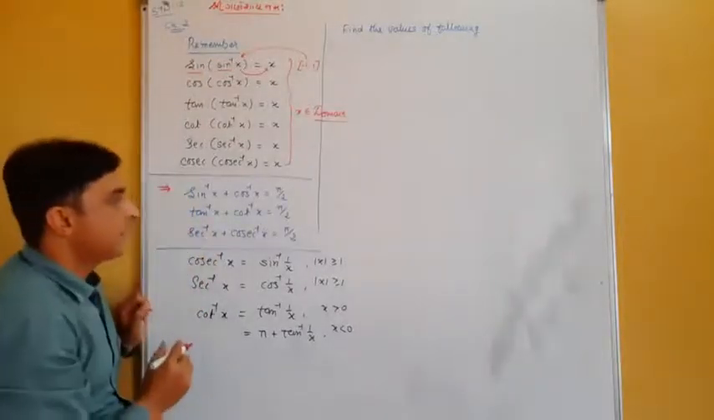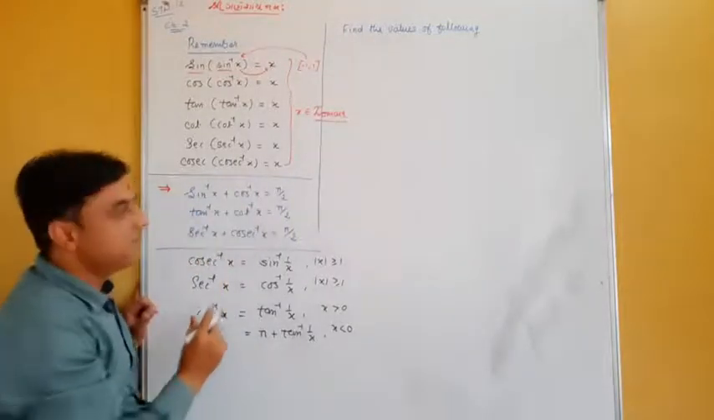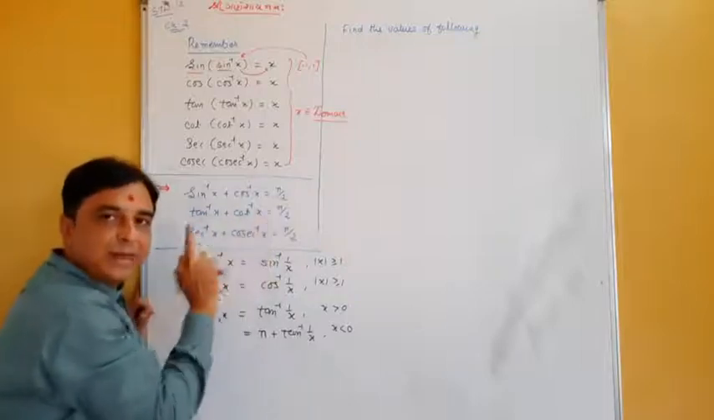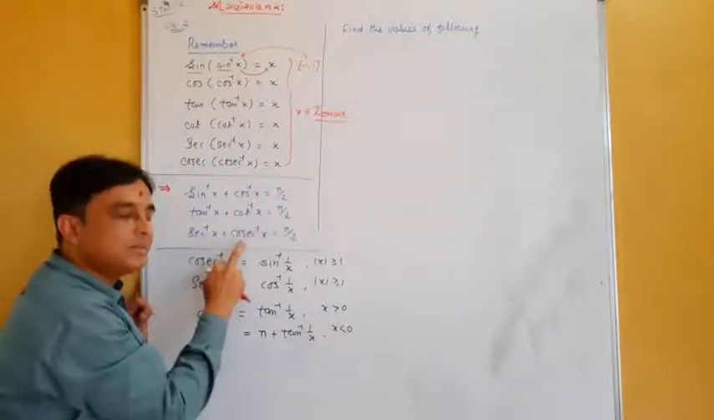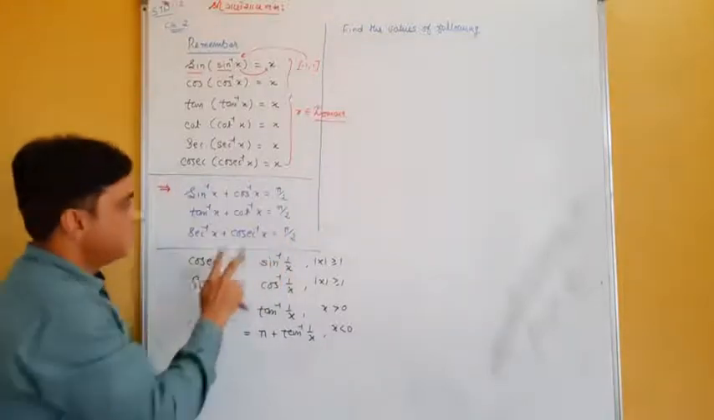Second thing. Sin inverse x plus cos inverse x is pi by 2. Tan inverse x plus cot inverse x is pi by 2. And sec inverse x plus cosec inverse x is also pi by 2.